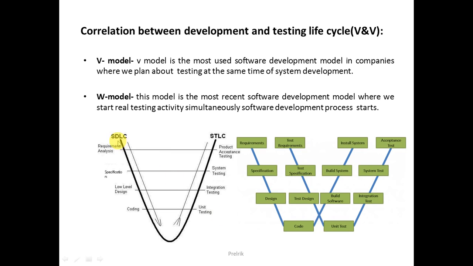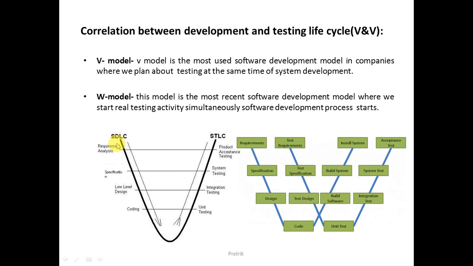So you can see here that all the phases mentioned on the left side of the SDLC are execution phases, and all the phases mentioned at the right side of this shape will be planned at the time of these requirements. Like at the time of requirement analysis, UAT will be planned. At the time of specification, system testing will be planned.